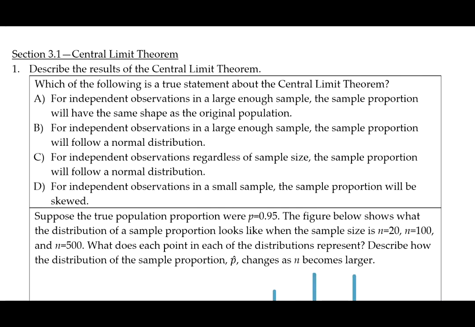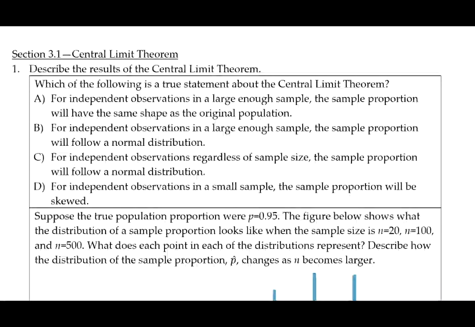For independent observations in a large enough sample, the sample proportion will follow a normal distribution. For independent observations regardless of sample size, the sample proportion will follow a normal distribution. Or for independent observations in a small sample, the sample proportion will be skewed.